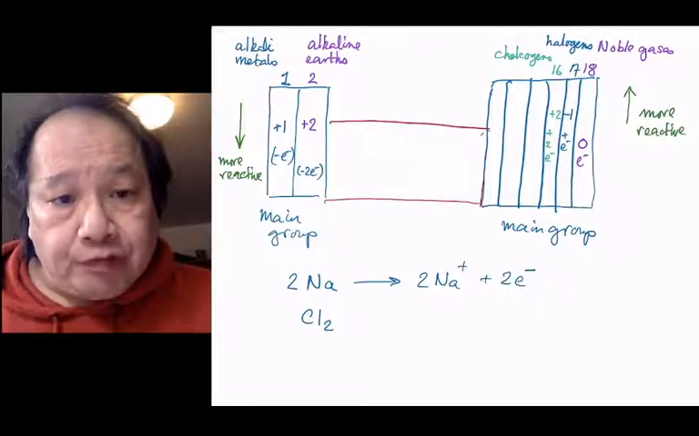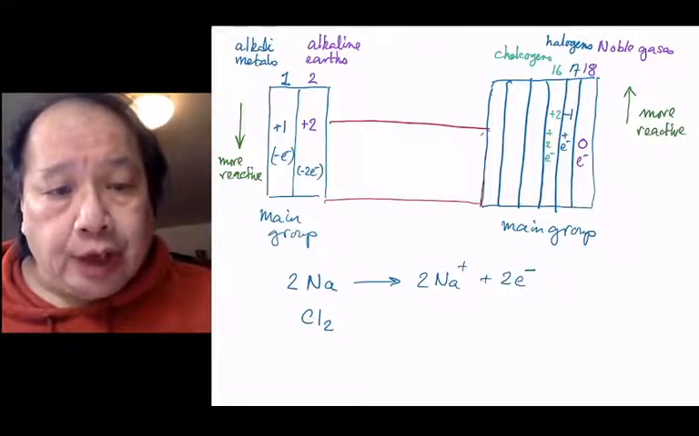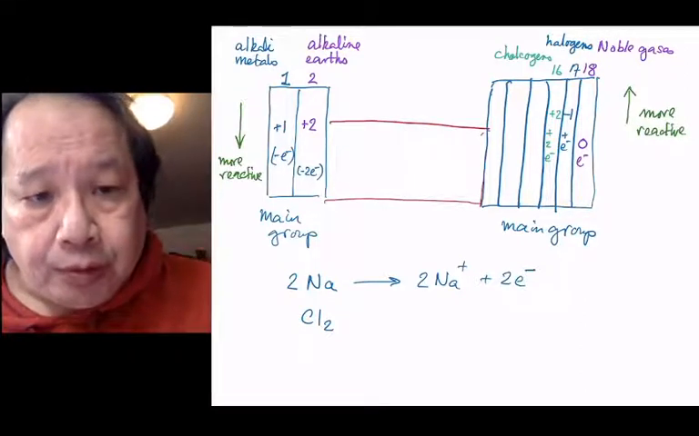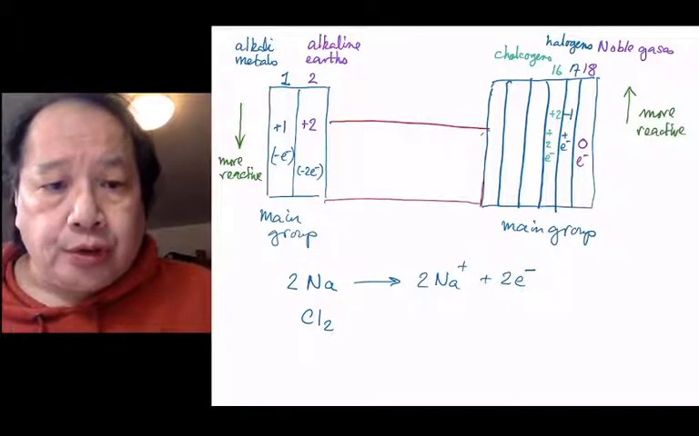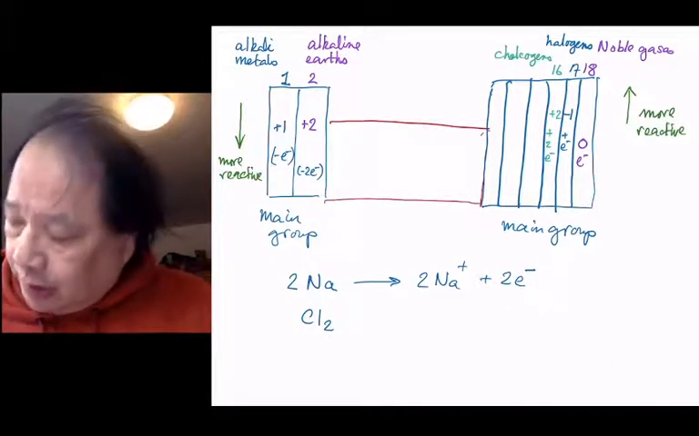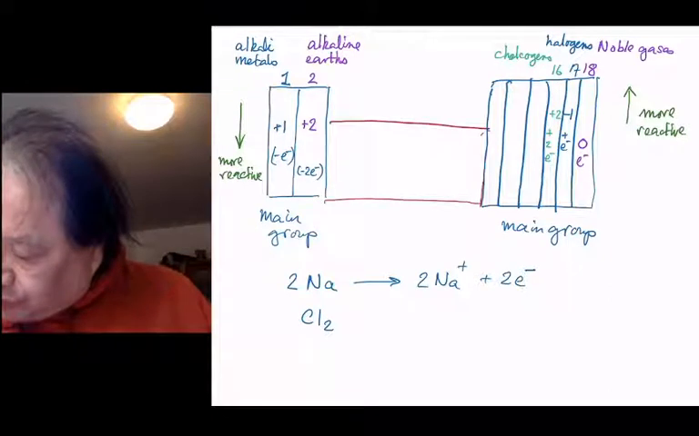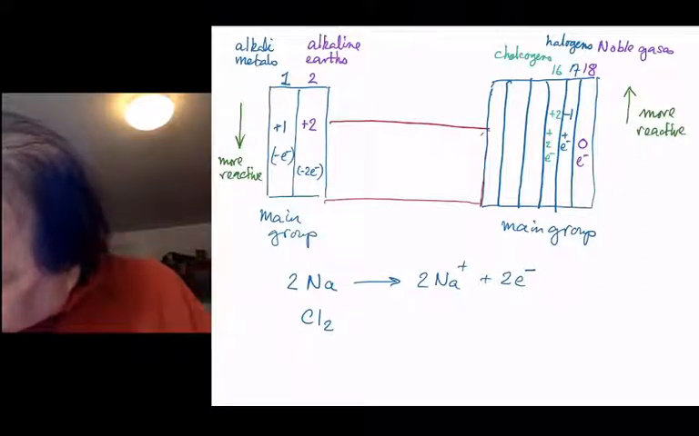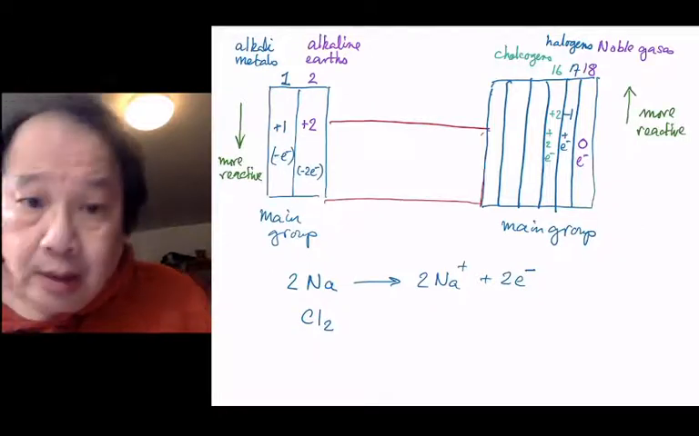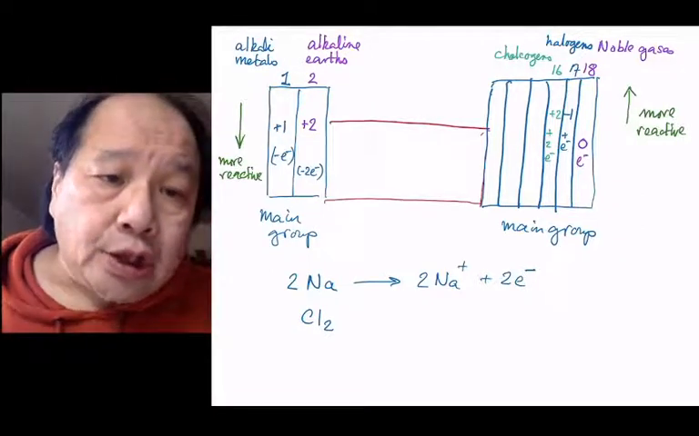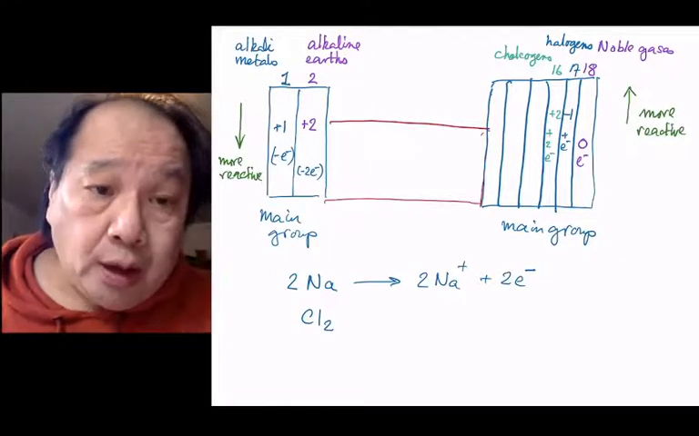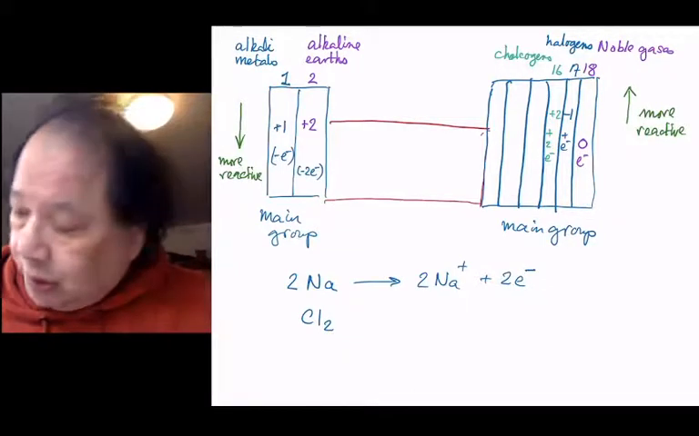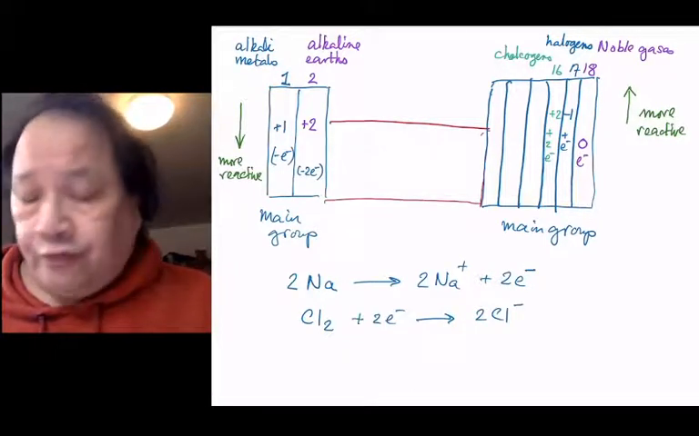And what's going to happen is if you put sodium together with chlorine, then the 2 sodiums will give up their 2 electrons, so the 2 chlorines can accept the 2 electrons. And now what we're going to have left over is 2 Na pluses plus 2 Cl minuses. And plus charges are attracted to minus charges.